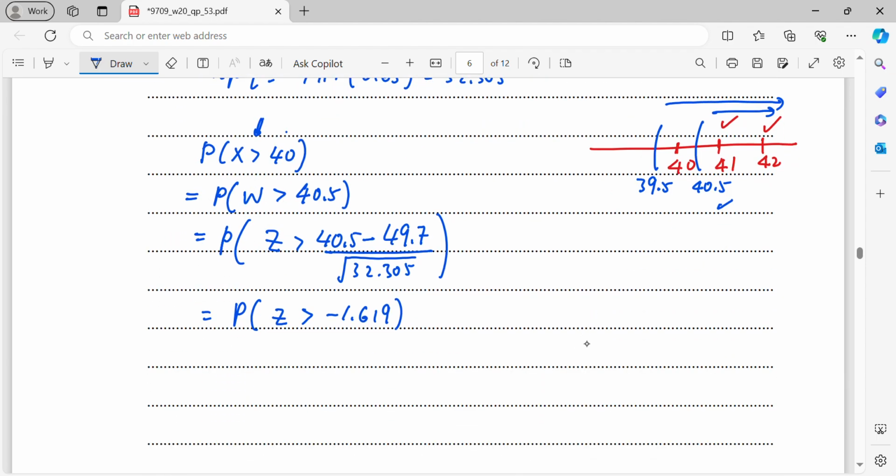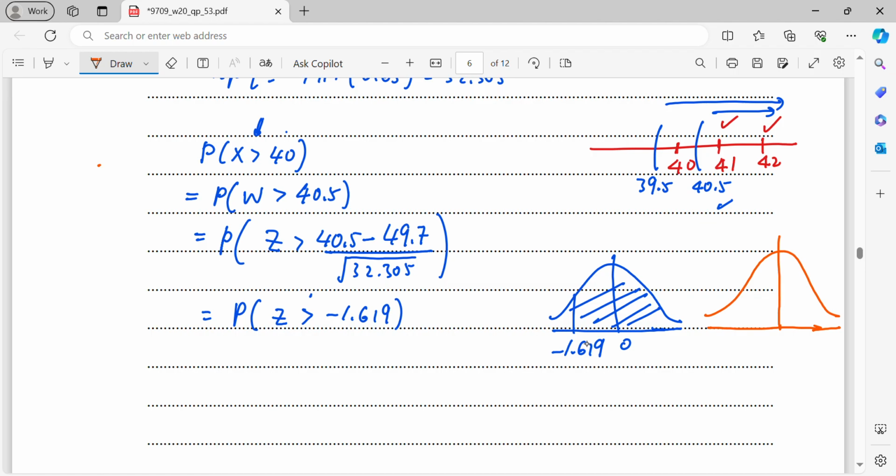Then after you have found the z, you have to sketch a graph to see the region. So my line is negative 1.619. And since this is greater than, the region is towards the right side. Now from here, I need to flip my graph, because the line is negative, and negative is not available in the table. So I reflect it at the line equals 0. Then my region is also reflected. So this region is basically z less than 1.619, and it is available in the table.